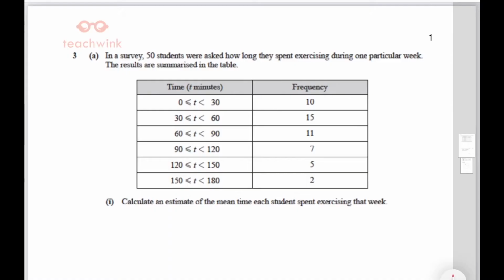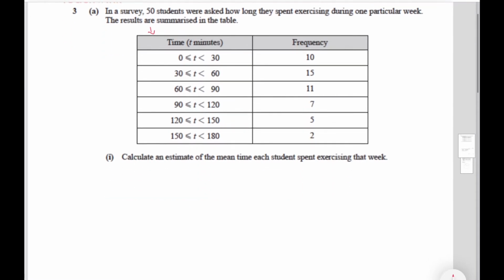So let's start. The question says, in a survey, 50 students were asked how long they spent exercising during one particular week. The results are summarized in the table. This is the table they're talking about. Part 1 says, calculate an estimate of the mean time each student spent exercising that week.